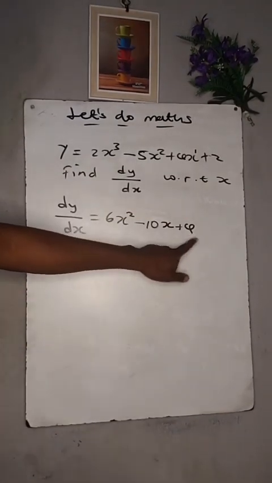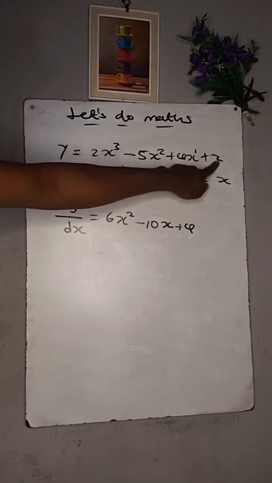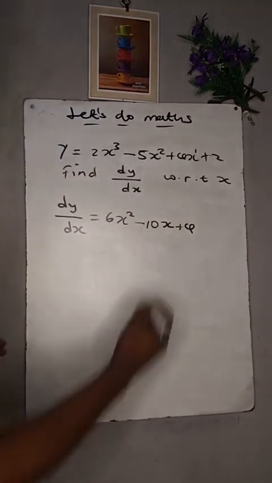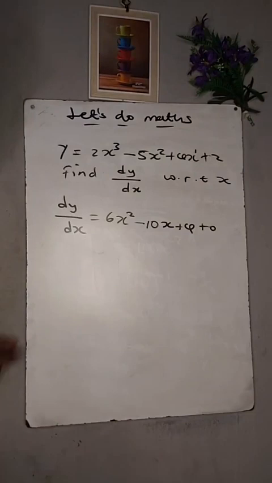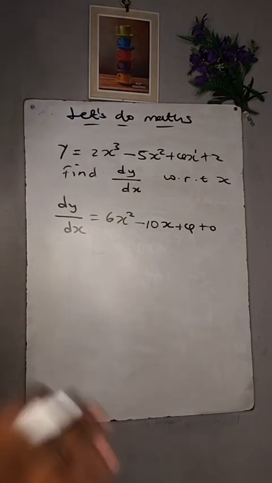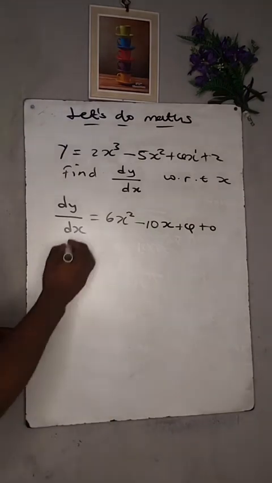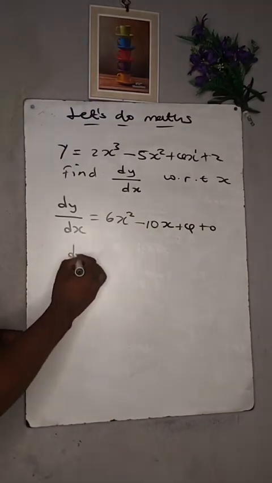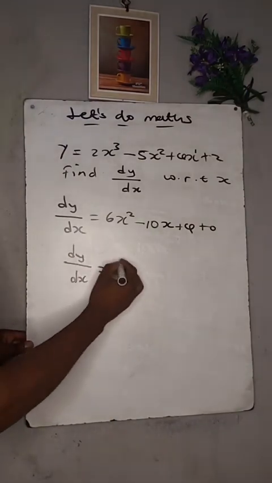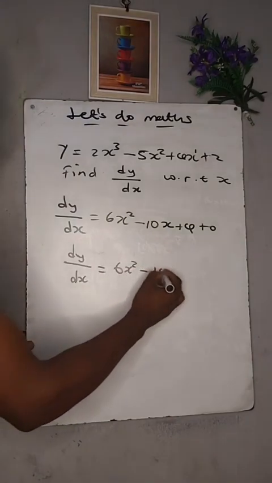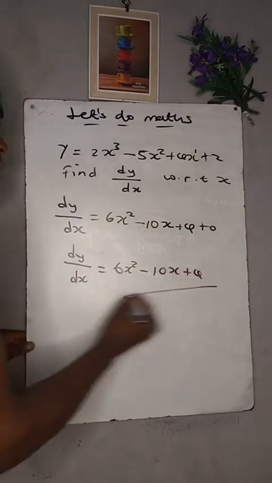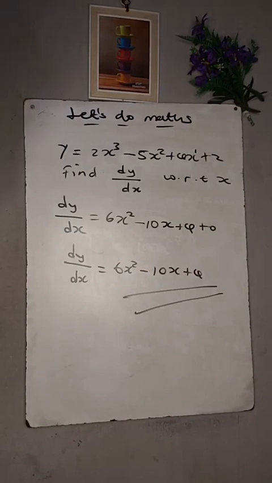Then when you're differentiating a constant like that 2 there, it always gives out a 0. When you're differentiating a constant, a number, it is always equal to 0. So our final answer would be dy over dx is equal to 6x squared minus 10x plus 4. That is our answer. That's how you answer such a question.